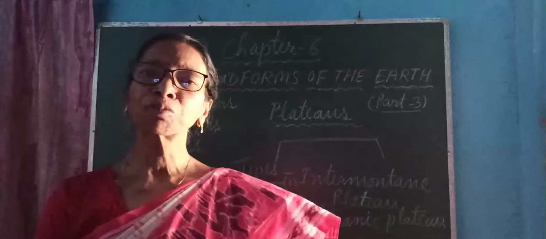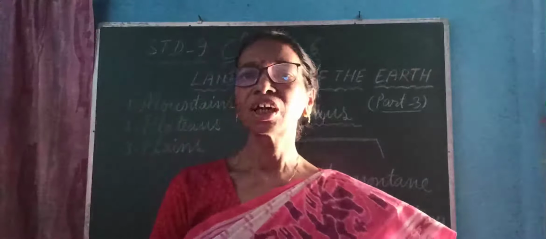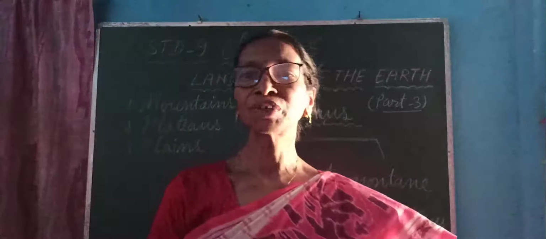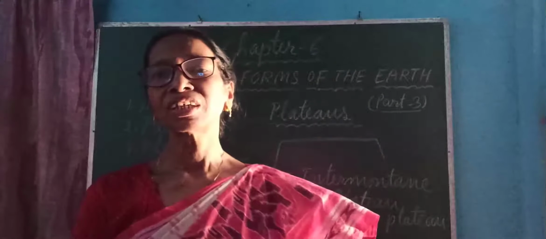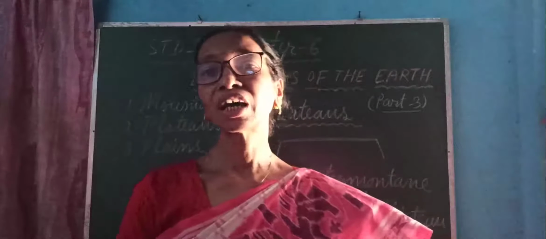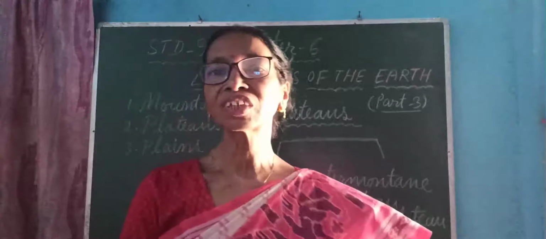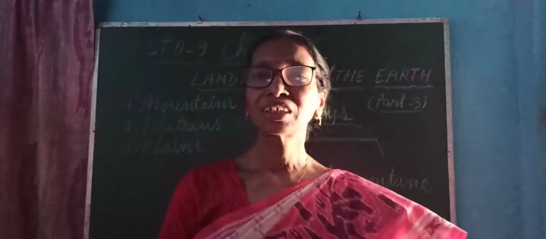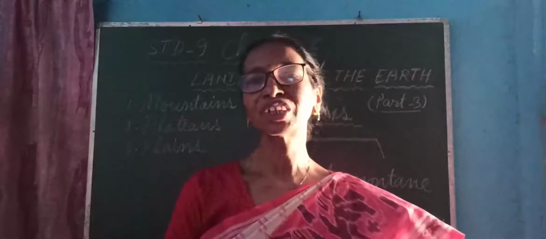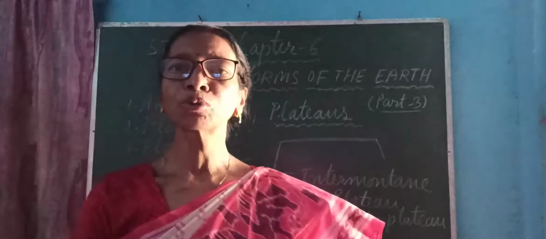There are many examples of this type of plateau all over the world. A very good example is the Tibetan Plateau, located at a high altitude between the Kunlun mountain ranges and the Himalayas. Because of its location at a high altitude, it is known as the roof of the world.